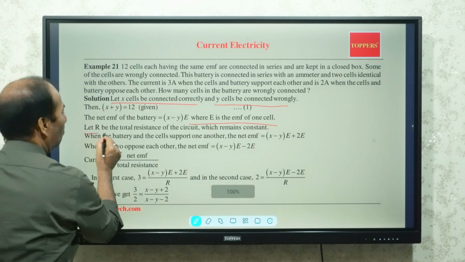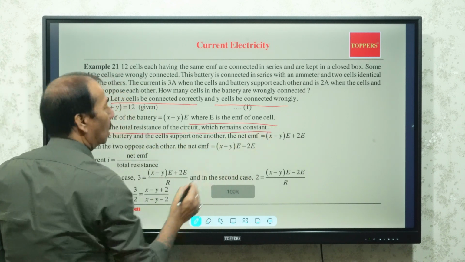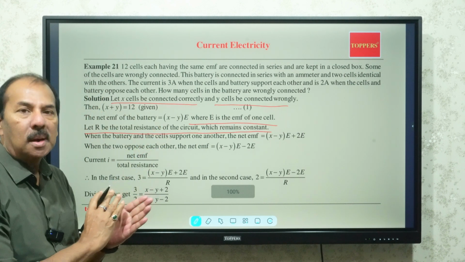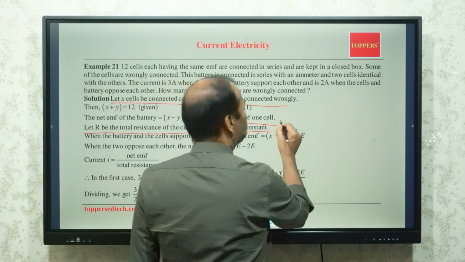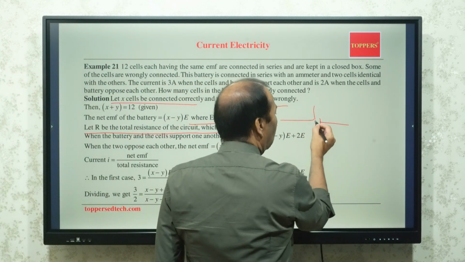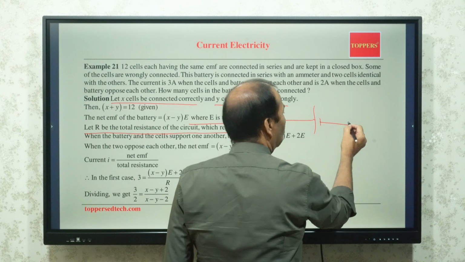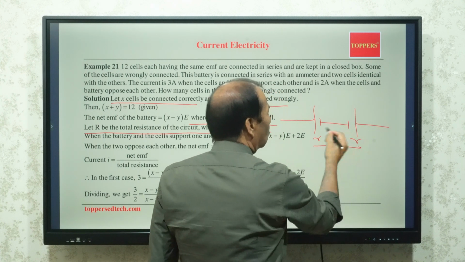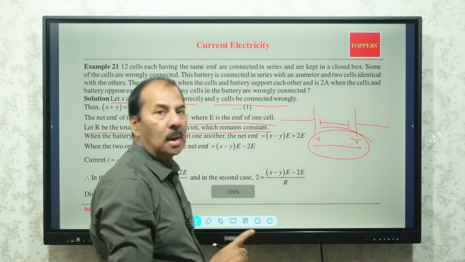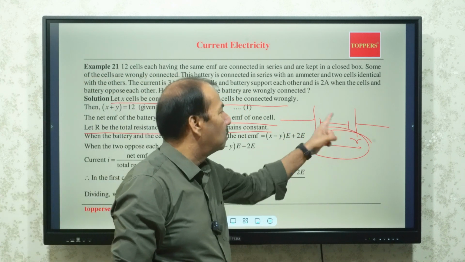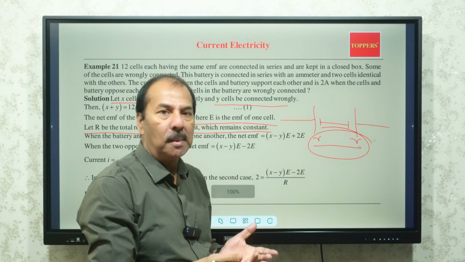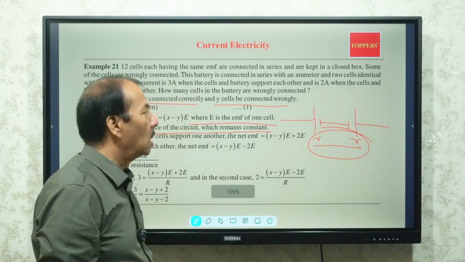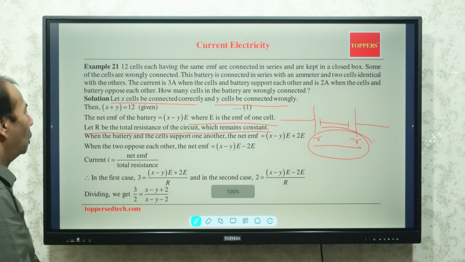Now let R be the total resistance of the circuit, which always remains constant, because whether you connect the cells like this, higher and lower on this side, or like this, the resistance here if it is R, here it is R. So finally they will remain the same. The connection will affect the effective EMF, but the internal resistance, or the resistance of the circuit, will remain the same.